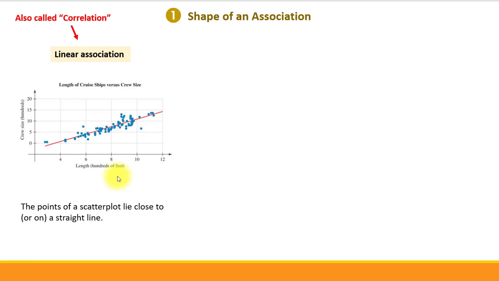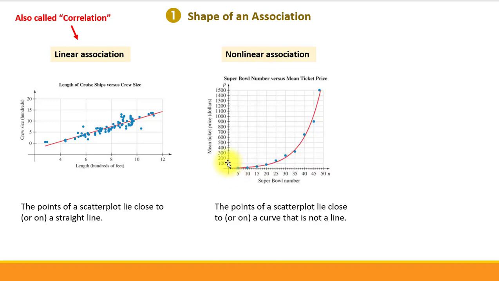And we can visually determine linear association if the points of a scatter diagram or scatter plot lie close or on a straight line. That's where the name comes from, linear association. Another type is a nonlinear association, and the points of a scatter plot would lie close to some kind of curve that's not a straight line. But it is very important that points still follow some kind of pattern.